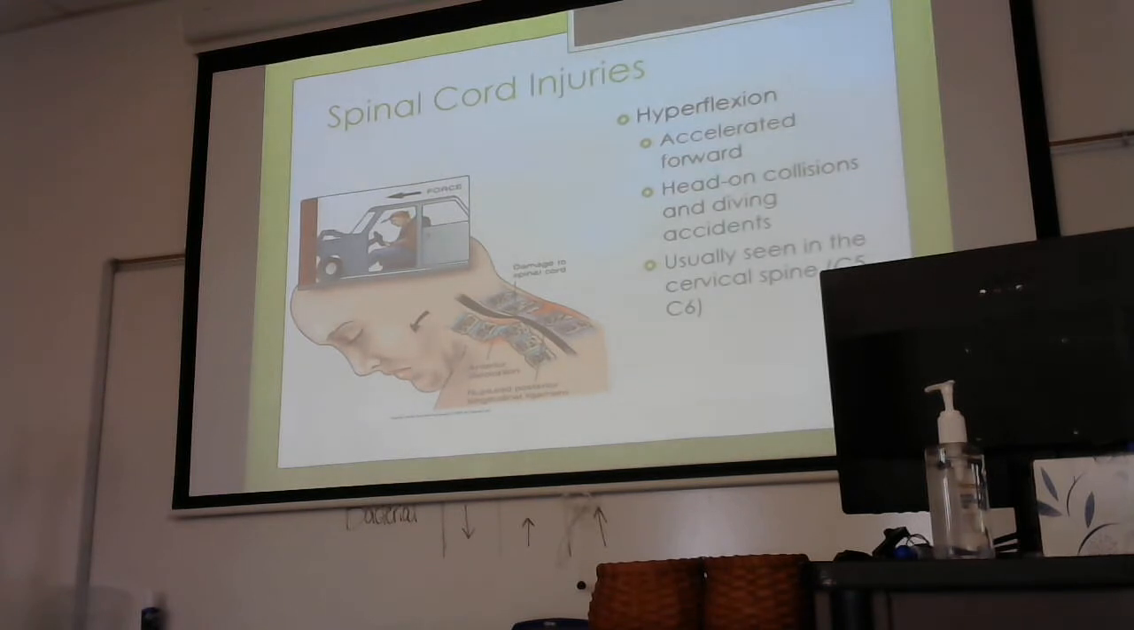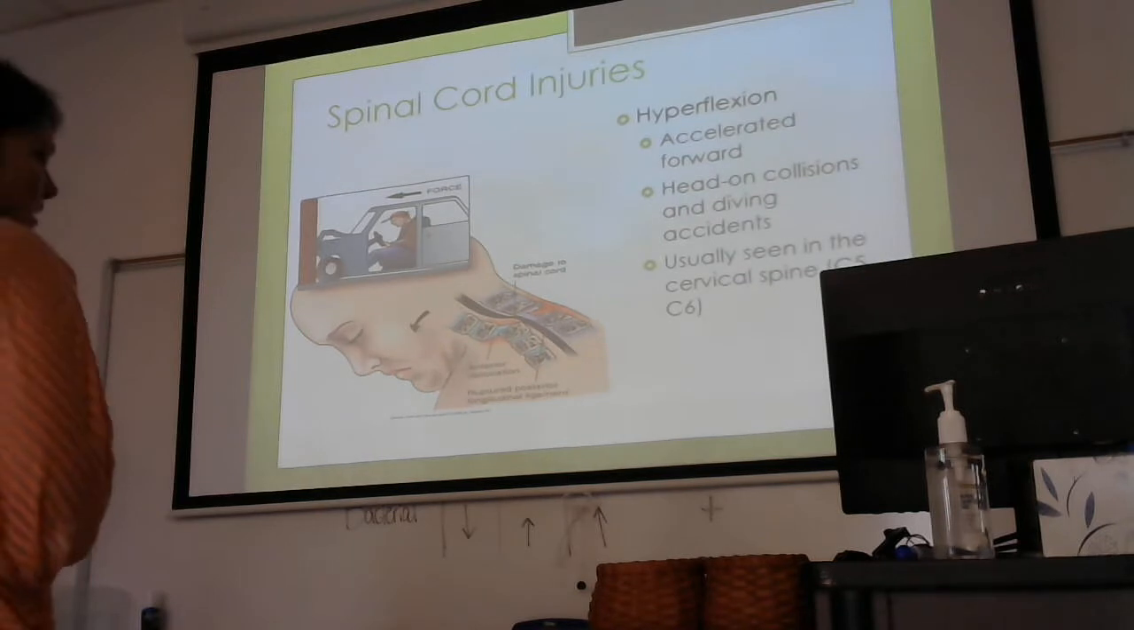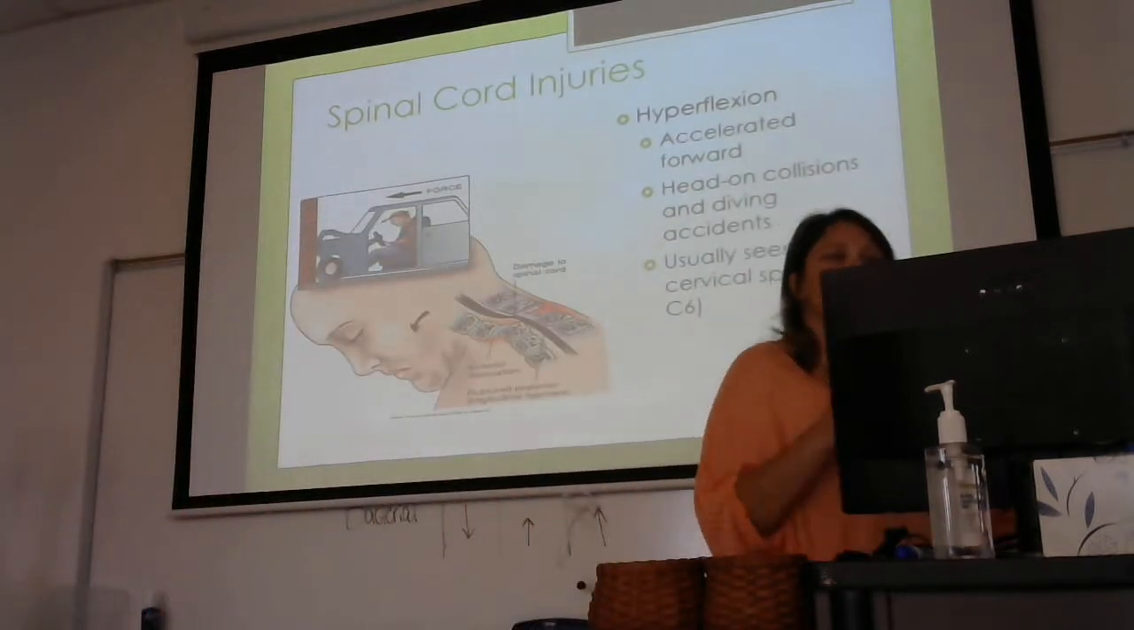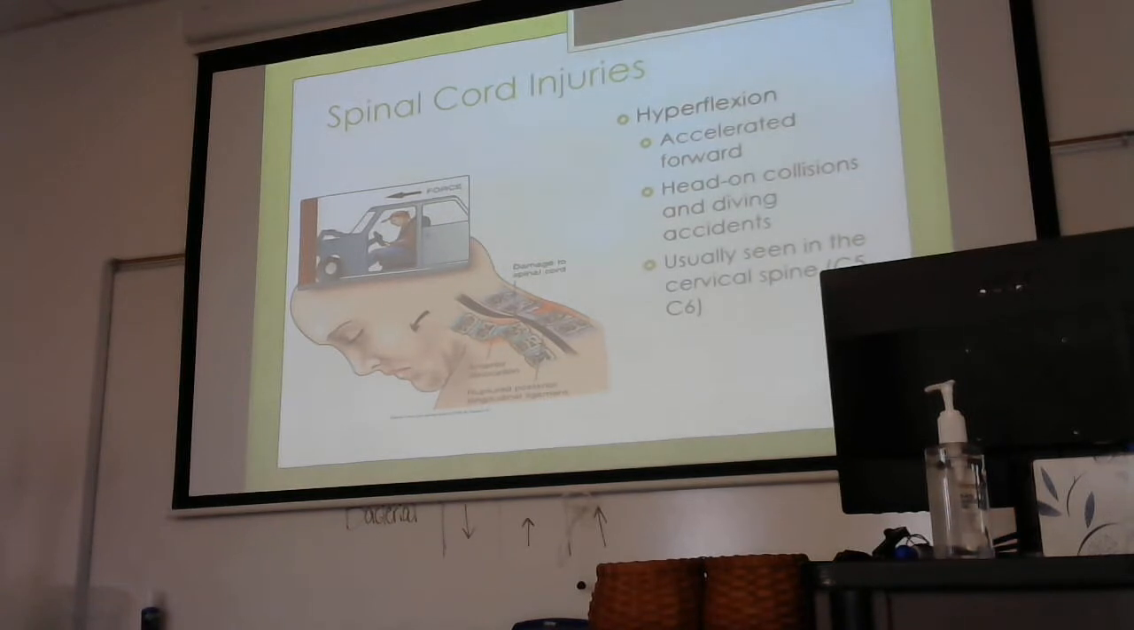Again, we see a lot of our spinal cord injuries in the C-spine. As a matter of fact, the majority of them are in the C-spine because that is the weakest link. There's not a rib cage, there's not a pelvis, there's nothing protecting the spinal cord in that neck except just a few neck muscles.